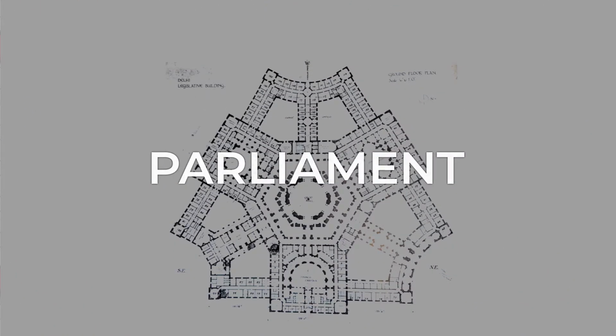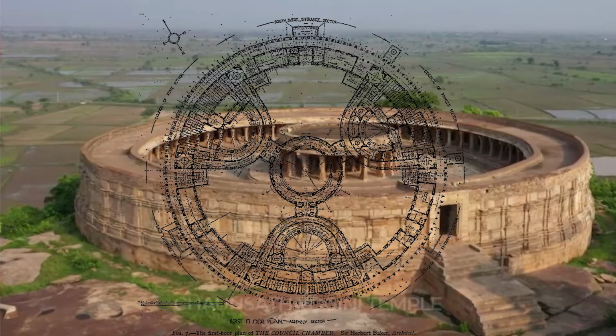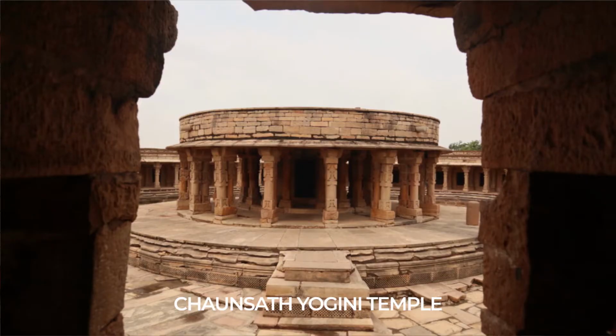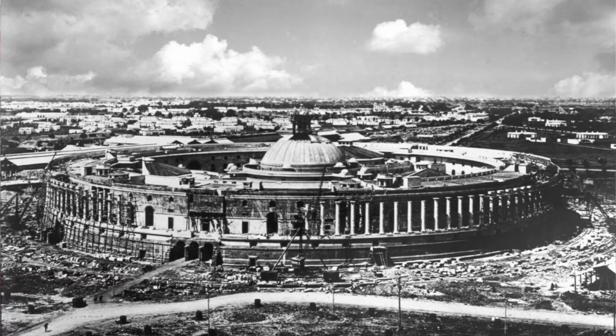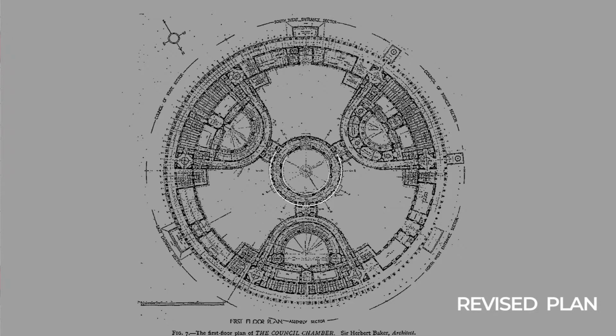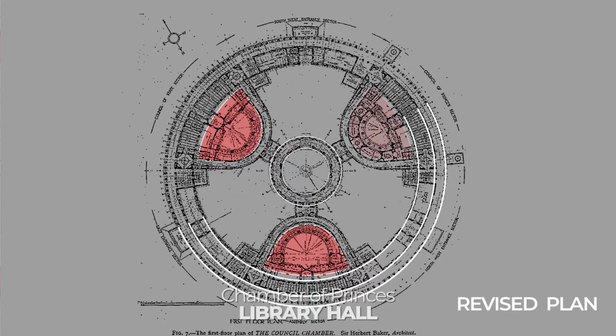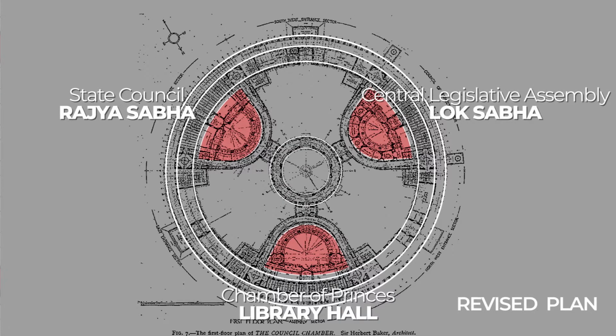The Parliament building was supposed to be designed in a triangular shape by Baker, but Lutyens insisted on having a circular form. The shape of the building is inspired by the Chausath Yogini Temple of Madhya Pradesh. The periphery has a continuous corridor along the colonnade on the facade. At the center of the building is the central chamber, and surrounding it are the semicircular halls that were constructed for the sessions of the Chamber of Princes, now used as the Library Hall, the State Council, now used as the Rajya Sabha, and the Central Legislative Assembly, now used as the Lok Sabha.